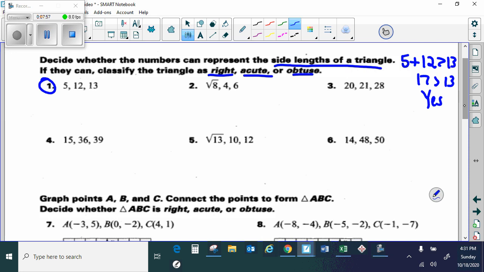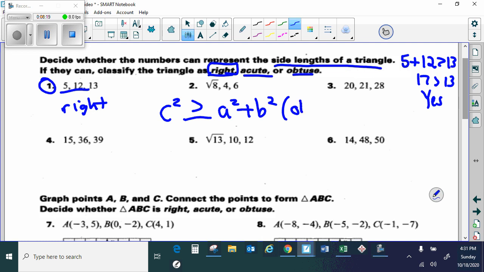Since you should recognize 5, 12, 13 is a Pythagorean triple, then you know it's a right triangle right away. Otherwise, remember, to see if it's acute or obtuse, you're checking to see how C squared compares with the sum of A squared plus B squared. If C squared is greater, then the answer is obtuse. If C squared is less than A squared plus B squared, then the answer is acute. So this is all review. You had tests on this in your last test, but several people missed this. I want to make sure you review it.